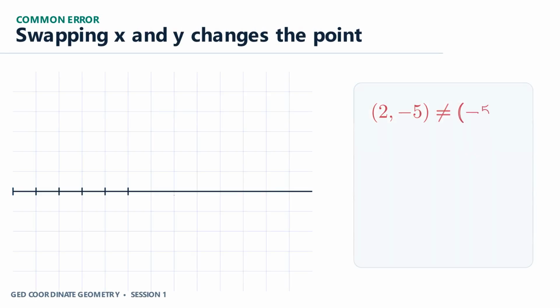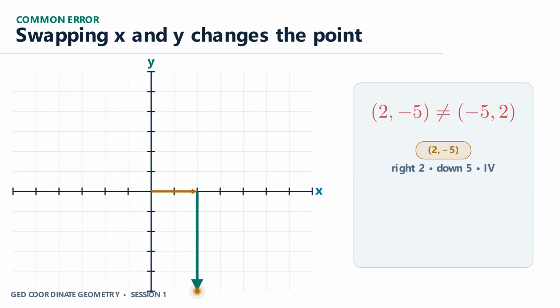Here is the classic trap. (2, -5) and (-5, 2) contain the same numbers, but they are different points. For (2, -5), move right 2 and down 5 into quadrant 4. For (-5, 2), move left 5 and up 2 into quadrant 2. Swapping the coordinates changes both moves. Never guess from the label. Return to the origin and retrace x first, then y.